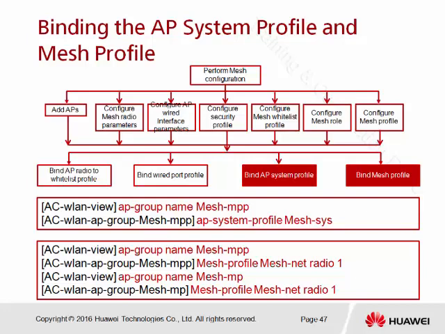Then follow up with the mesh profile. We select radio 1. Same as just now, we already configured the radio 1 setting, so do it for the 2 different AP groups here. For the first AP group, named mesh MPP, we're going to use the command mesh profile mesh net radio 1, and do the same for the mesh MP group.